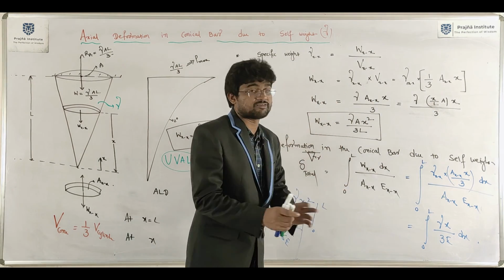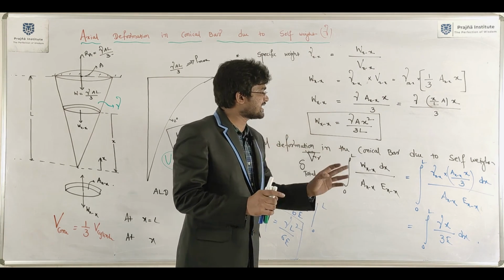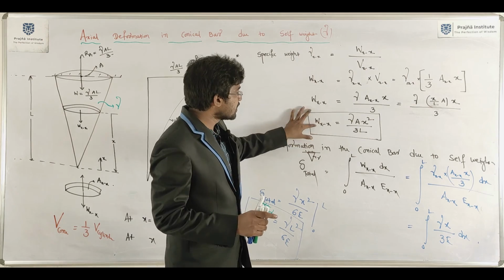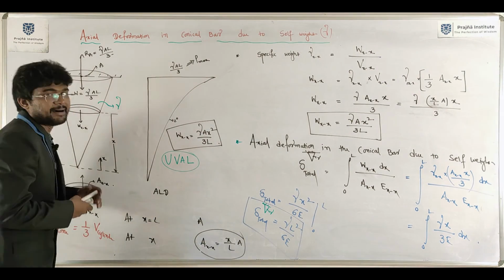Finally, I got a beautiful expression for weight of the cone. Weight of the cone equals gamma A x square by 3L. Weight of the cone is varying parabolically with the length of the conical bar.